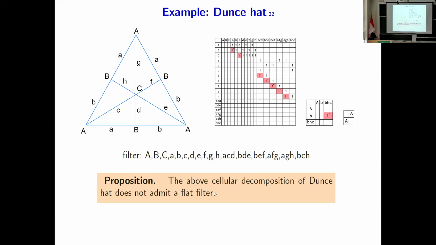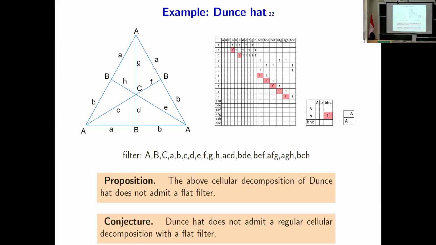And we call a filter flat if its depth poset is just the identity. We rarely think about identities as a partial order, but it may happen that the depth poset is just a collection of points, the identity. And this conjecture is actually already proved: the Dunce hat does not admit a regular serial decomposition with a flat filter. This is quite interesting because it gives a purely homological characterization of the difference between the Dunce hat and a point. From the classical homology point of view, the Dunce hat has just the homology of a point.